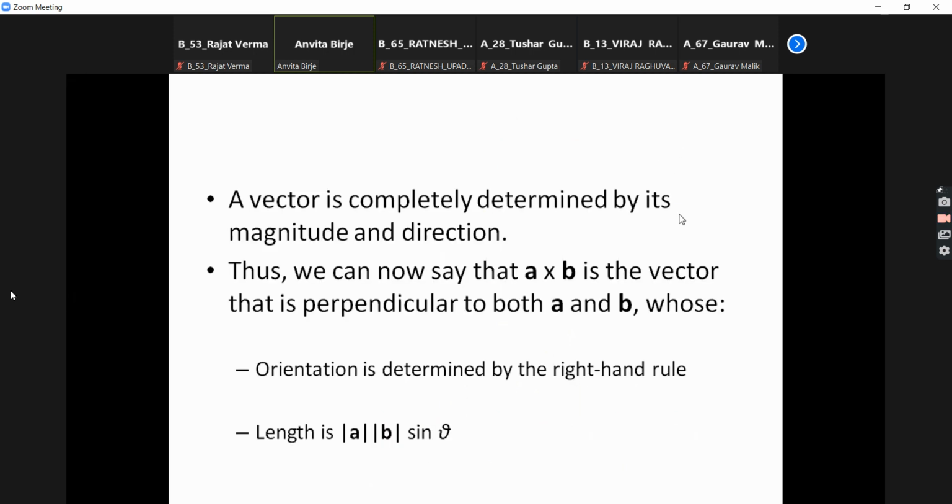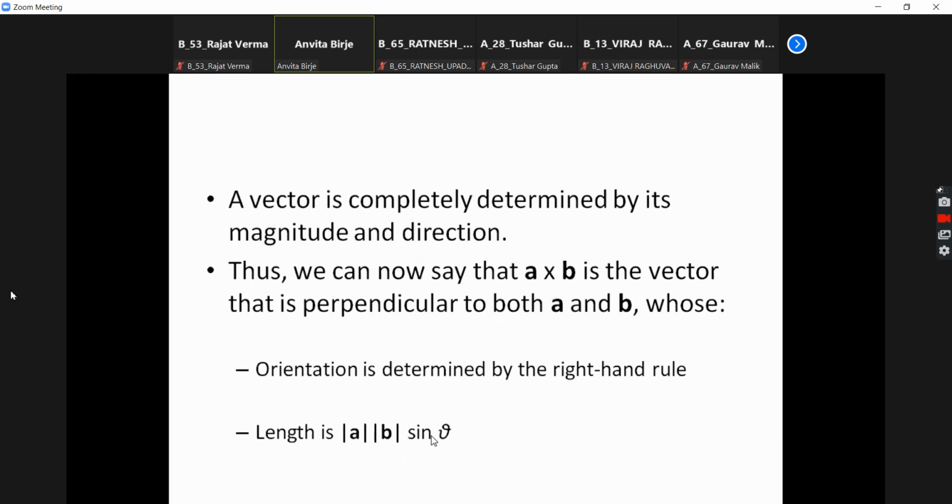Let's go ahead. The vector is completely determined by its magnitude and direction. So A bar cross B bar is going to be, just as we saw the formula for the dot product, the cross product formula: mod of A into mod of B into sine of the angle between the two. The orientation of this resulting vector will be calculated by the right hand rule, and the length of this vector is calculated by another formula. If you know the angle between these two vectors, then you can use this formula.